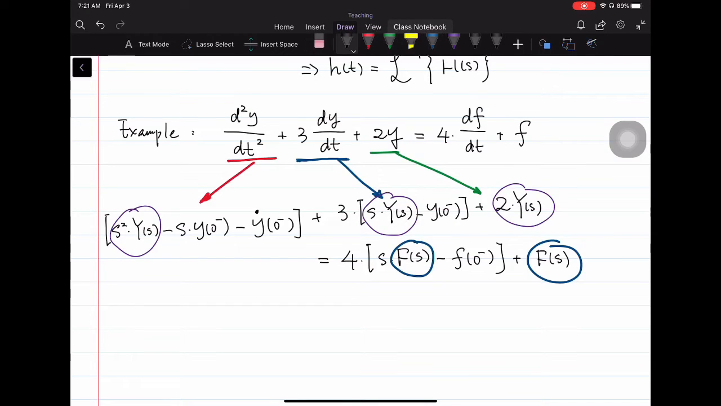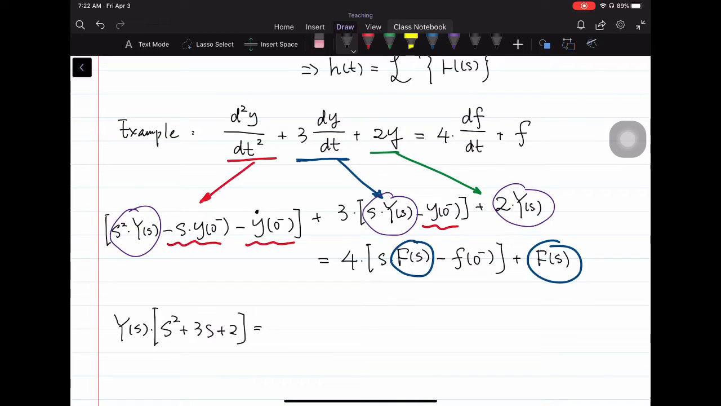Now let's do the combination such that I'll group everyone with Y(s) first. That'll give me s squared plus 3s plus 2. And the rest of the terms, I'm going to move to the right-hand side. So that means this, and this will be moved to the right-hand side.